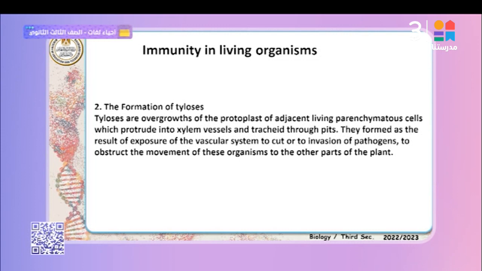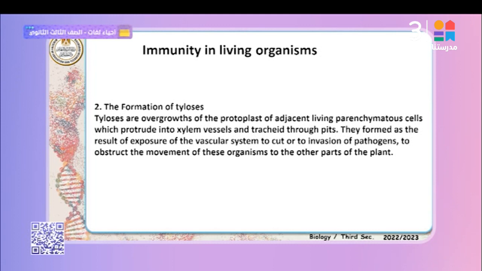Number two, formation of tylosis. Tylosis is an overgrowth of the protoplast of adjacent living parenchyma cells, which protrude into the xylem vessels and the trachea through pits, to obstruct the pathway of the microbes and pathogens.